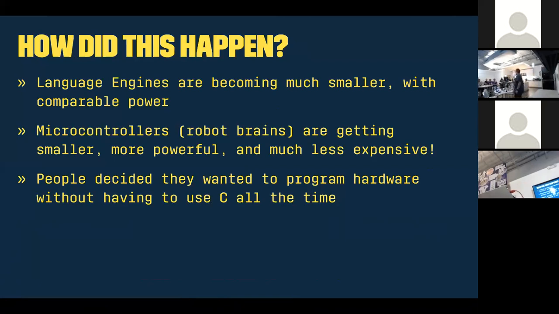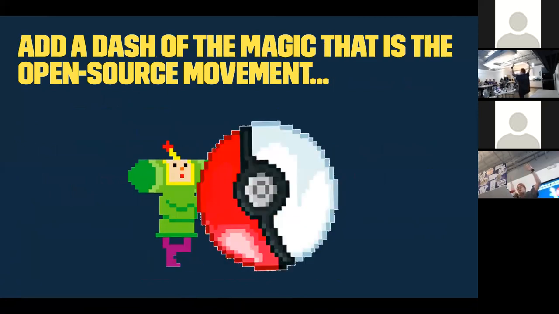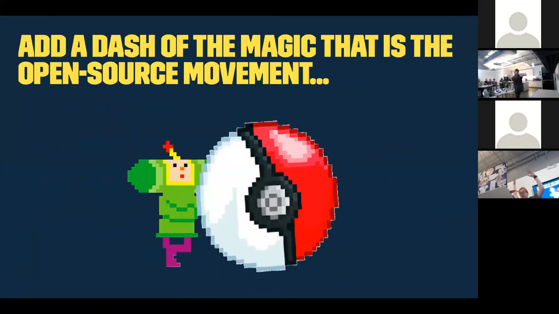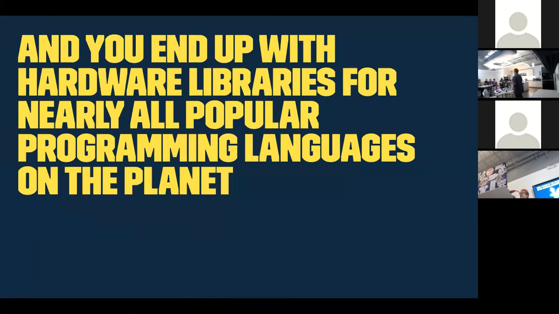Cool. So with a dash of magic, there's the open source movement, and lots of people with way too much extra time on their hands. You end up with hardware libraries for nearly all popular programming languages on the planet. GoBots, NodeBots, RubyBots, PerlBots, which really cracked me up. I got it working and I was like, I never get regular Perl working. This was impressive. Name a language, there's probably a robotics programming library for it. There is a Fortran robotics programming library. I did not try it, but it does exist.